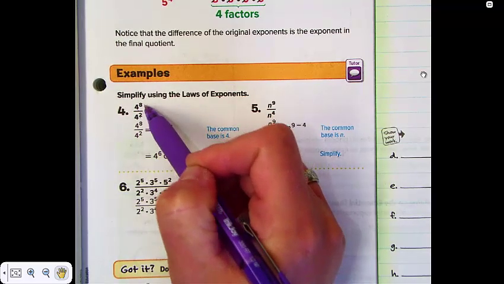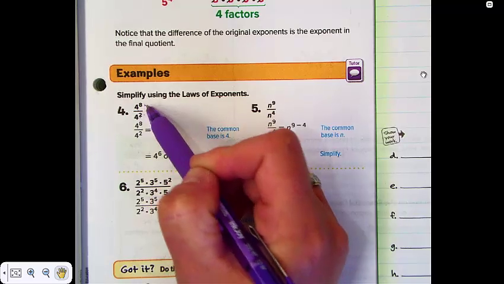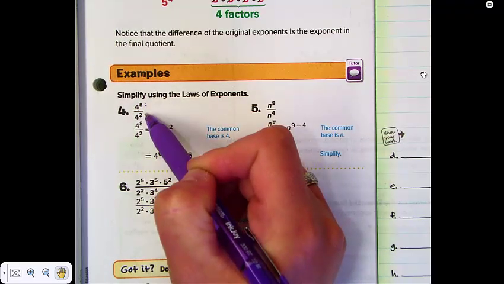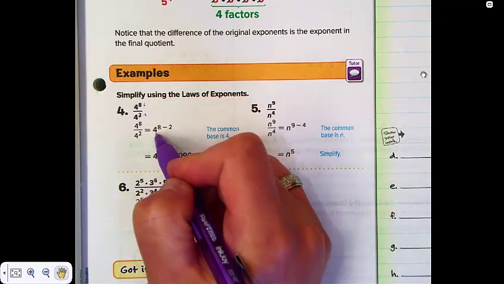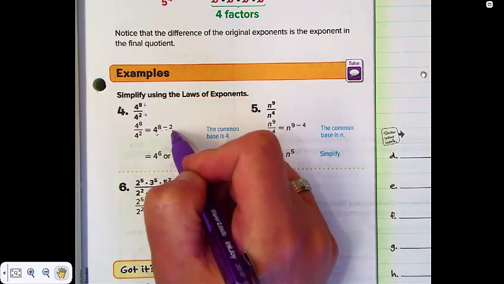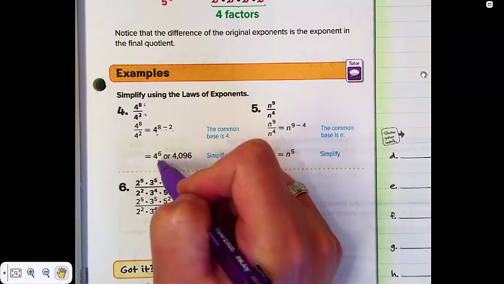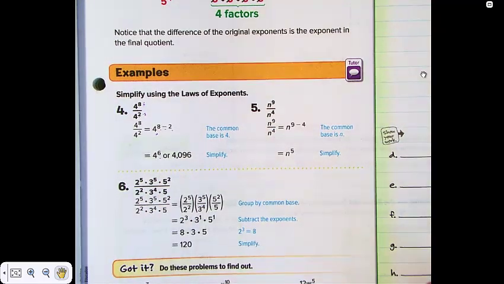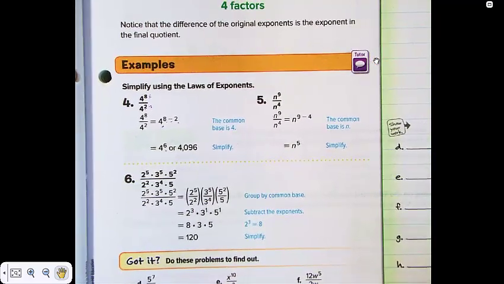And then you subtract the exponents. So I have an 8 minus 2. And you always take the top number minus the bottom number. So in this case, I have 4 to the 8th minus 2 power. 8 minus 2 is 6, so my answer is 4 to the 6th power. Okay? This one looks more complicated than what it actually is.